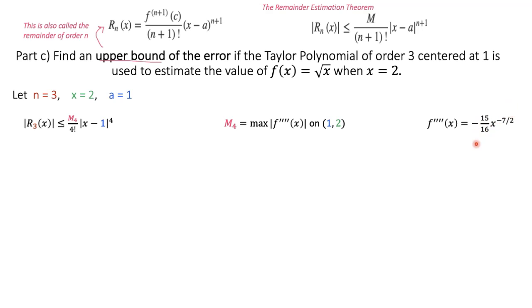So we just drop down the power, decrease the power by 1. So here's our fourth derivative. If we substitute it back into this maximum function here, it's just the maximum value of the absolute value of this function. So we're just asking ourselves, where does the maximum occur of the function 15/16 x to the negative 7/2 power?